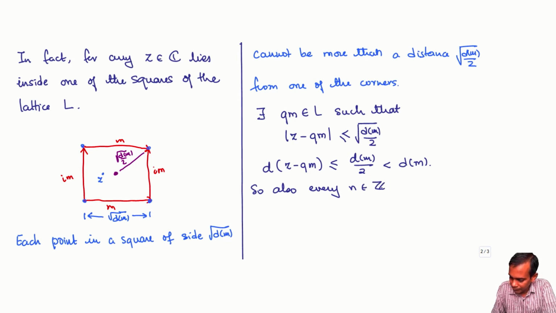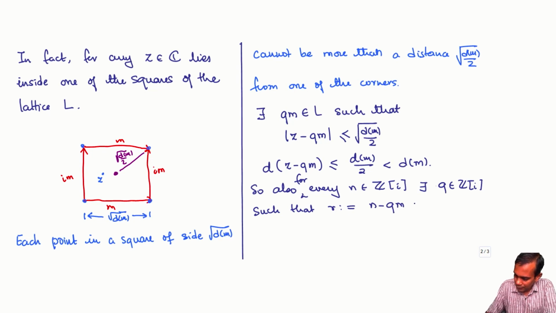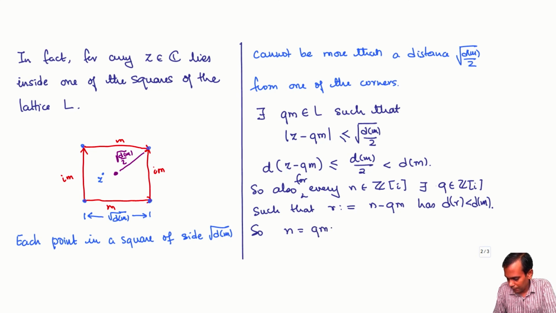And so for every n in Z[i], there exists q in Z[i] such that r, defined to be n minus qm, has d of r less than d of m. So n is equal to qm plus r, where d of r is less than d of m. That establishes the Euclidean property of the ring of Gaussian integers, and from this you can conclude that the ring of Gaussian integers is a principal ideal domain, for example.